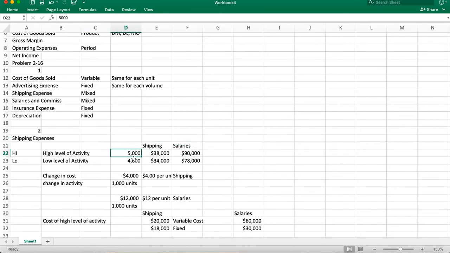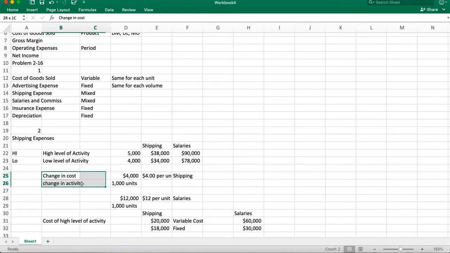My high level of activity is 5,000. My low is 4,000. Then I take the associated cost with each level of activity. You can find this in the book. Follow along. At 5,000, it's 38. At 4,000, it's 34. For salaries, it's 90,000 and 78.